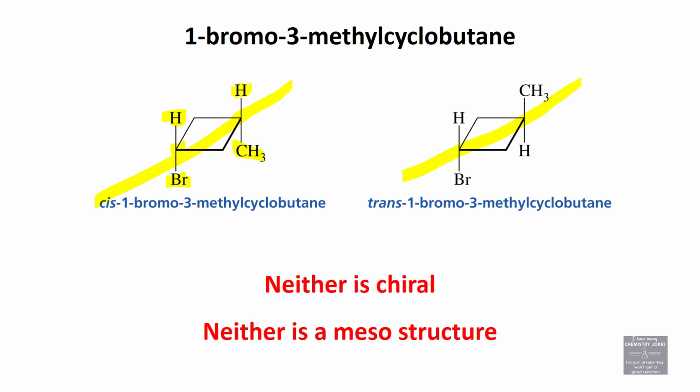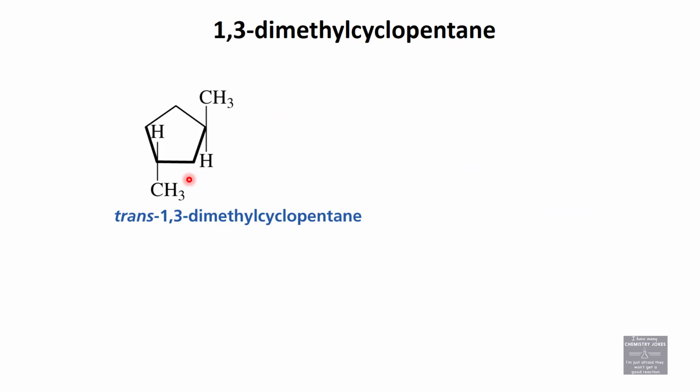But neither of these is chiral, and neither is a meso. What? Mesos are so confusing. Yep, a meso compound must have at least two asymmetric carbons. These guys do not have asymmetric carbons. This is a stereocenter that is not an asymmetric carbon. Oh, so many words. What about this molecule?